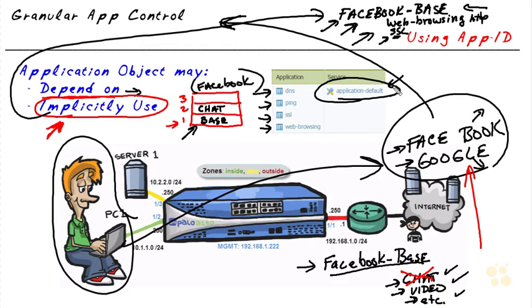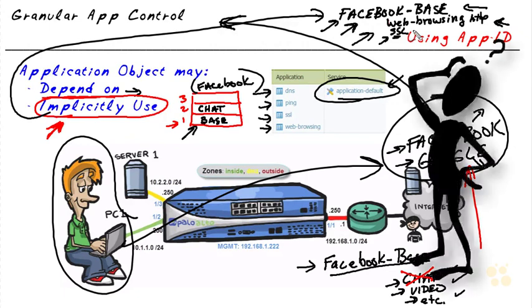Now, I've got a question for you. Based on what we've talked about up to this point in this nugget, with this rule in place, the Facebook-base, which implicitly calls upon the web browsing and SSL objects, what would happen if Bob tried to do a chat or a video inside of Facebook, if this was the only rule that we had in place?